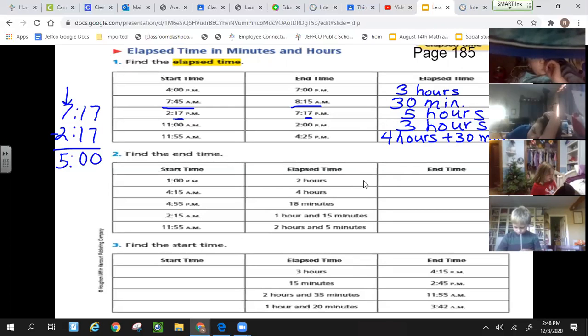All right, so that's how you find elapsed time going from the start time to the end time. We also want to find how do we get the end time if we have the start time and the elapsed time. We saw that in the video. That happens in life all the time. If we start soccer practice at 1:00 p.m. and it lasts for 2 hours, what time will I get done? Sunny Poe, what do you think?